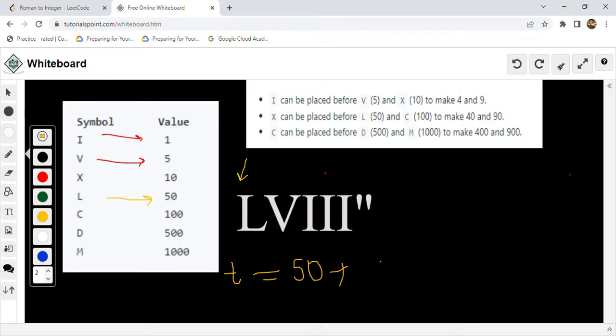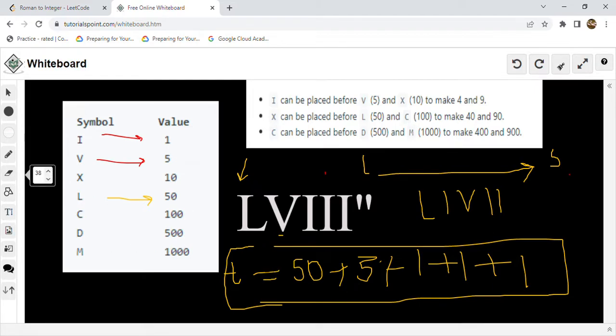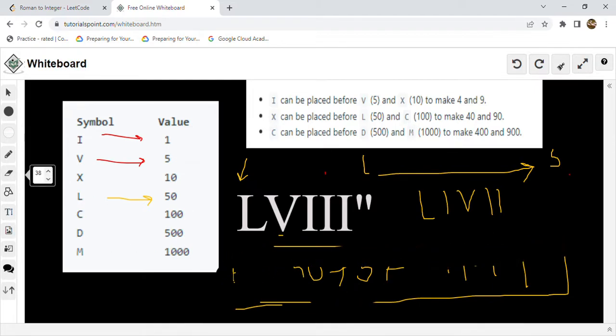Now what the next value is V. For V the value is 5. So we add 5. Then next I 3 times. So we will add plus 1 and plus 1. Okay, this is the positive test case condition, that the string is in order largest to smallest. This is positive. But what if this will be the condition? Okay, what if this is our case? Then what will we do? Let's see.